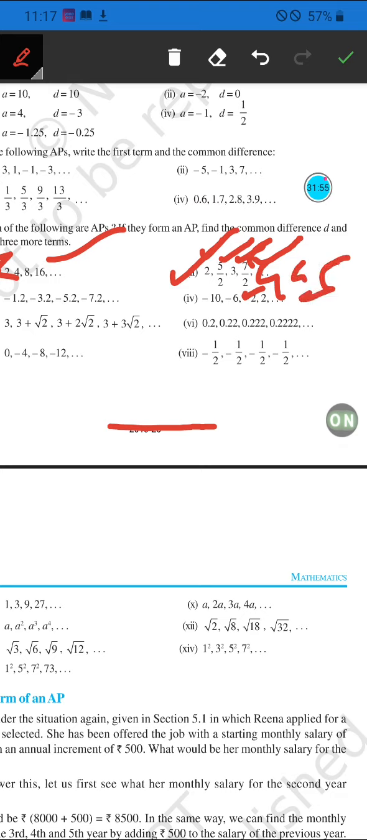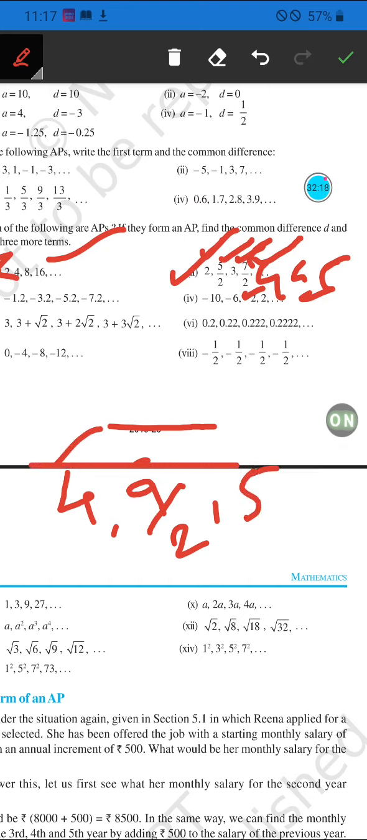So in the second question the answer is 2, 5 by 2, 3, 7 by 2, and next 4, and next 4.5, which we can write as 9 by 2, and the next number is 5. So the answer of the second question is 4, 9 by 2, 5. Okay.